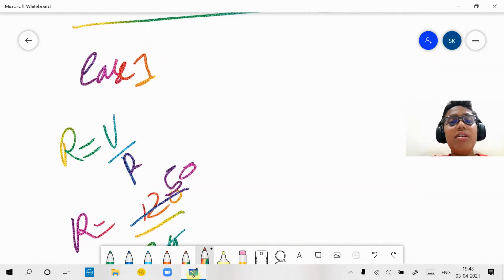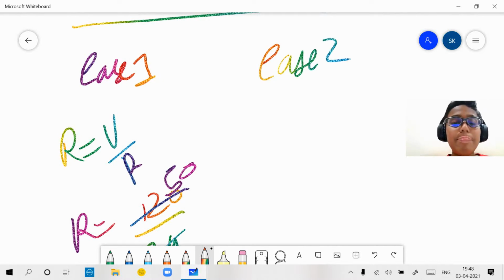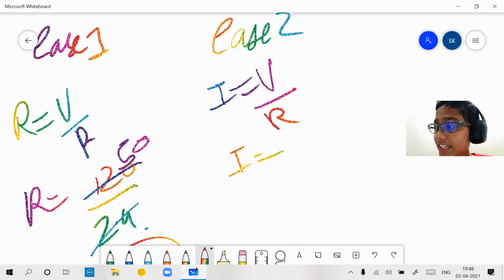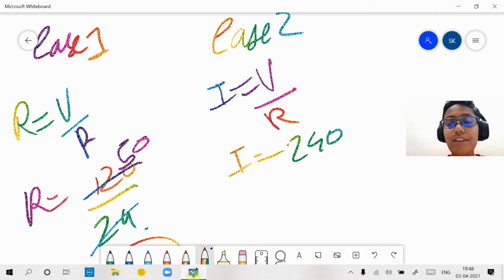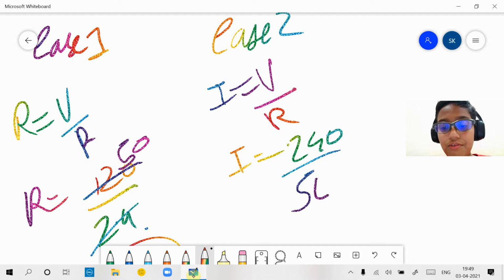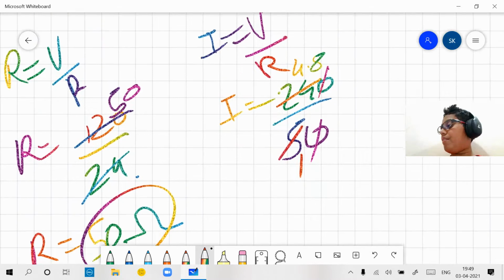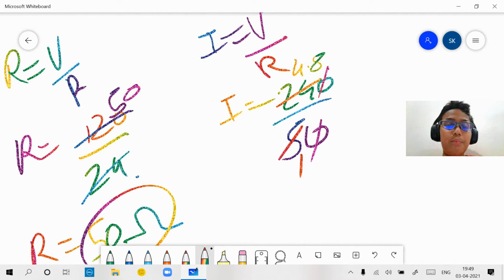And now let's solve the current question. Case 2, I equals V by R. Now the voltage has changed in the question, so it is 240 volt by R. What is R? We have got that, 50. So 5 ones are 5, 5 fours are 20, so 4.8 ampere. See, I2 equals 4.8 ampere.